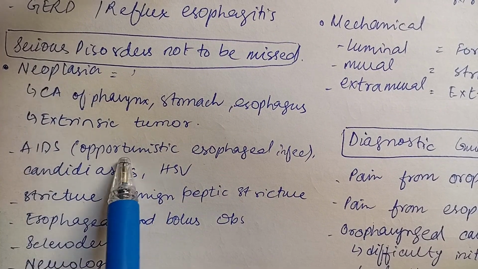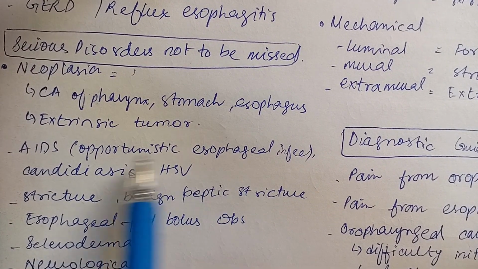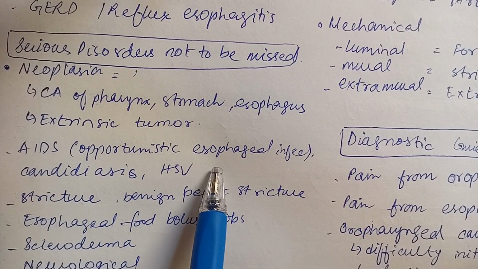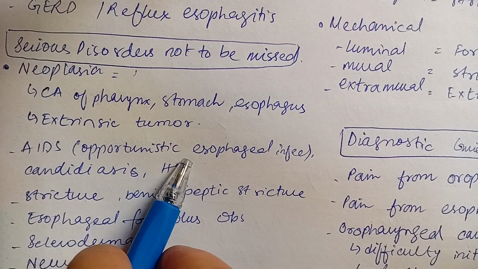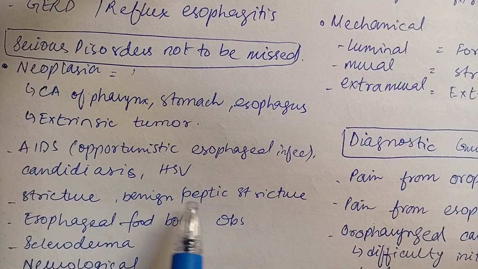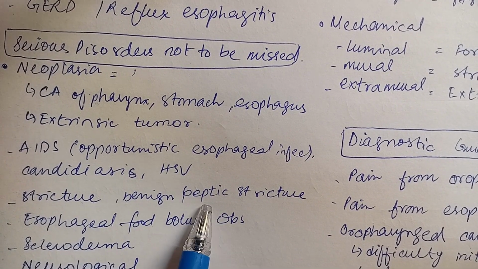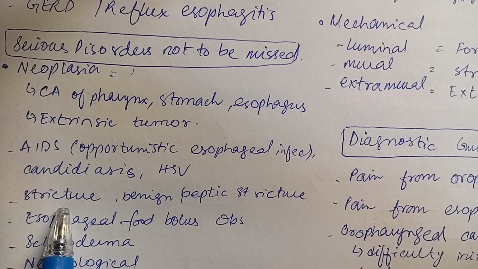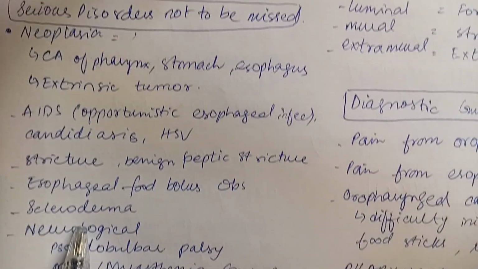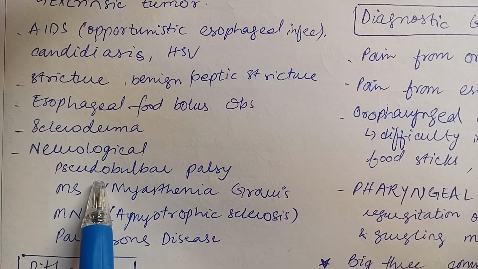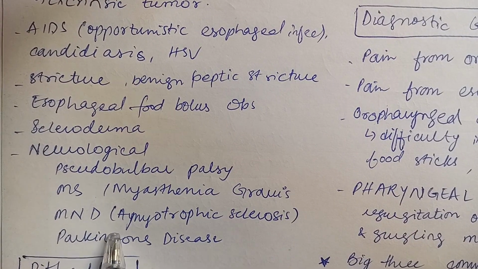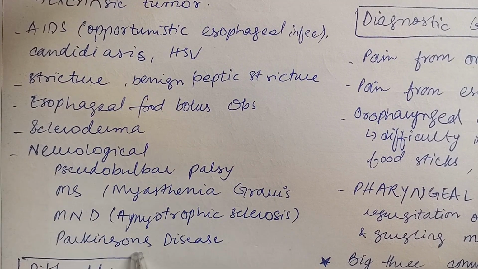In AIDS, there can be opportunistic esophageal infections, candidiasis, and herpes simplex virus, which can make it difficult for you to swallow, which can cause dysphagia, along with odynophagia, which is pain on swallowing. Stricture, benign peptic stricture due to chronic reflux disease, and stricture can also present in scleroderma, esophageal food bolus obstruction, scleroderma. Neurological causes can be pseudobulbar palsy, multiple sclerosis, myasthenia gravis, motor neuron disease, amyotrophic lateral sclerosis, Parkinson's disease.